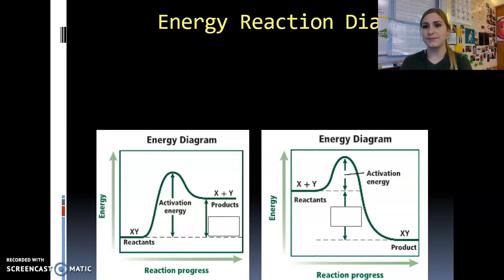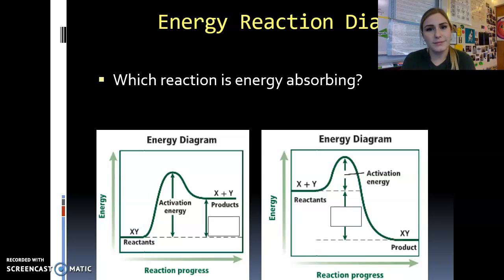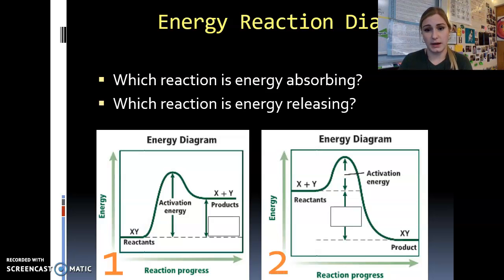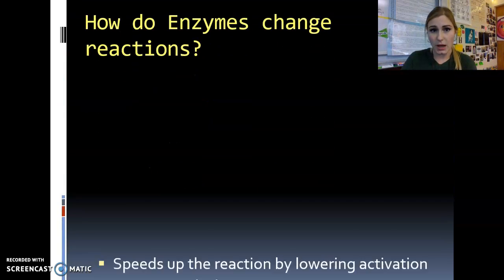Energy reaction diagrams. So when we look at the science, at the numbers, at the energy level, how do enzymes work? Well, they just make it easier for the reaction to happen. If you think back to energy absorbing and energy releasing, hopefully we got this. 1 and 2, energy absorbing is going to be diagram 1. Energy releasing is going to be diagram 2.